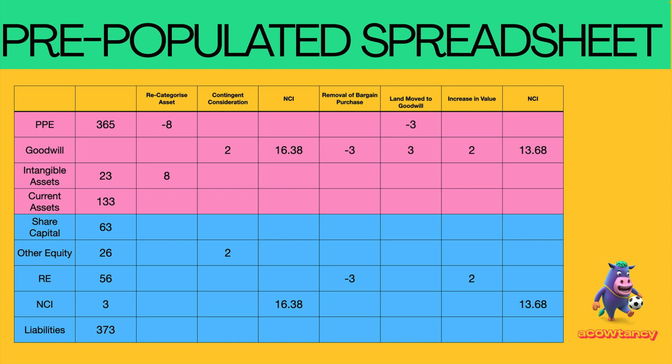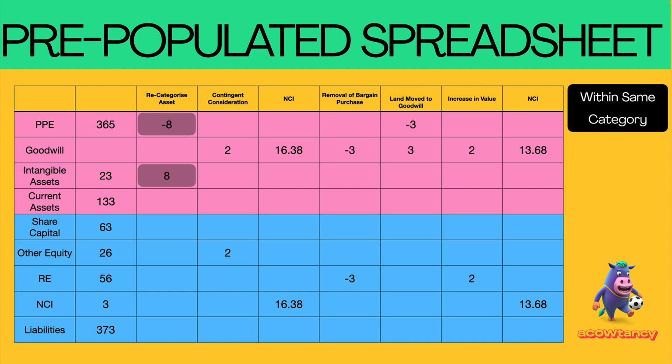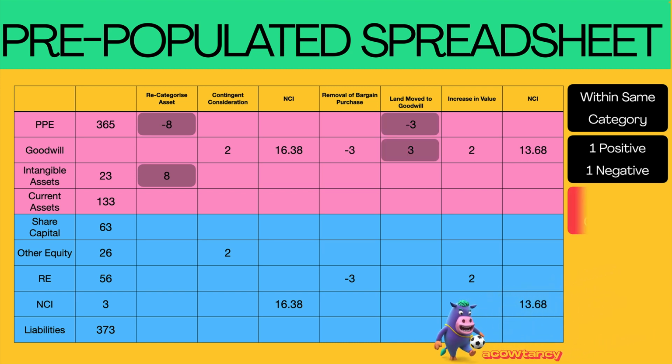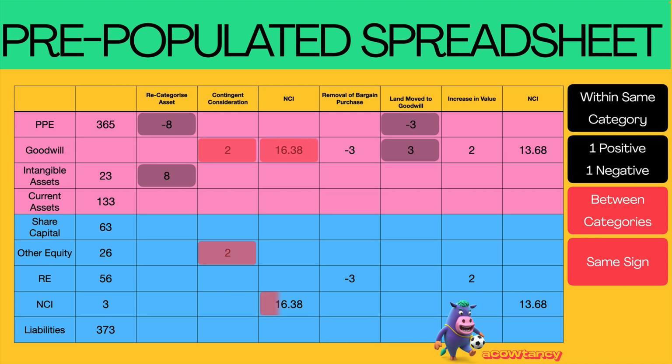Let me recap then. So, -8, +8, okay? 2 different signs, and that's because we're within the same category. We are within the pink, within the assets. Could have been you're also within the liabilities, within the blue, but if you're within the same category, you want 1 positive, 1 negative. If, though, you're moving between categories, like there, they need to be the same sign. Always the same sign. You need to get the sign the right way round, but that should be quite straightforward.